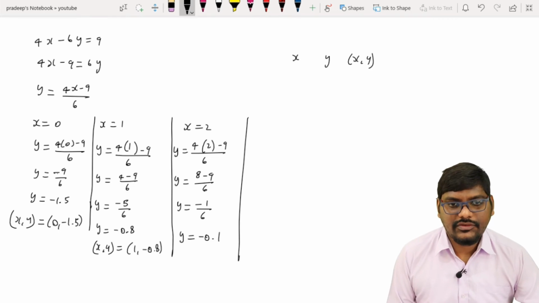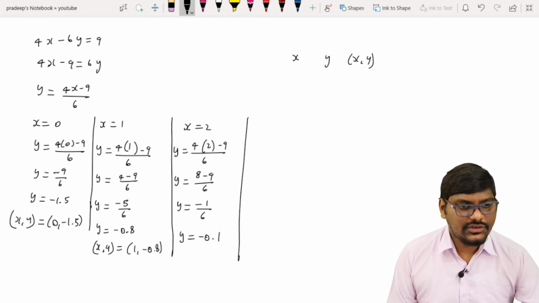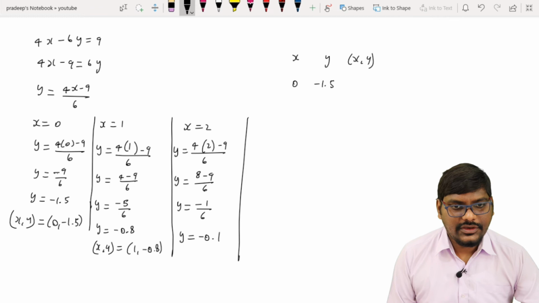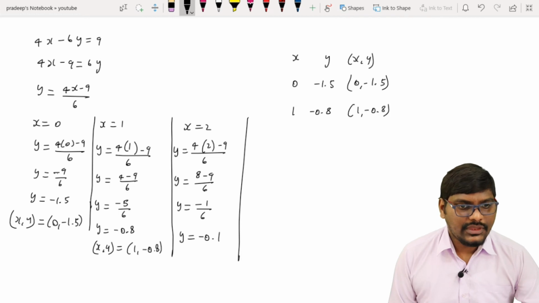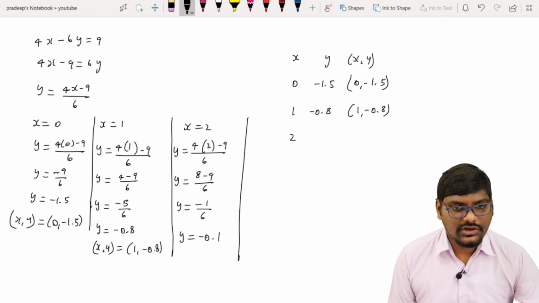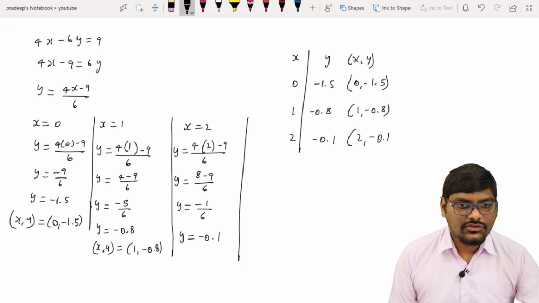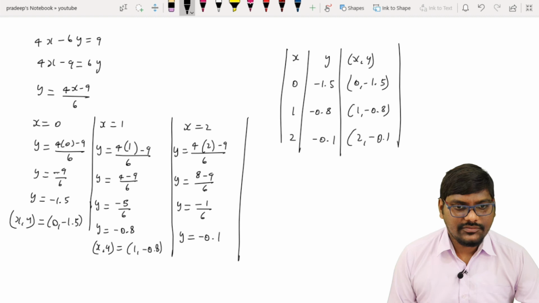So now we would get that as x is 0, y is minus 1.5, and this we are getting as 0 comma minus 1.5, right? Second thing, I took 1 and I'm getting minus 0.8, so this I'm getting as 1 comma minus 0.8. Third one we have taken x equal to 2 and we got it as minus 0.1, so we got 2 comma minus 0.1. So these are the quadrants for the second equation.